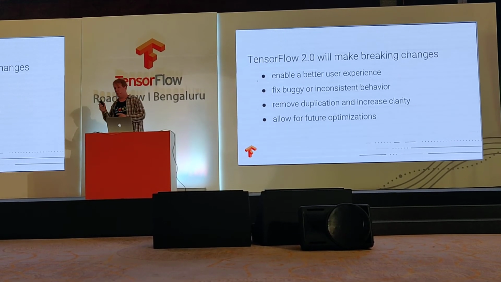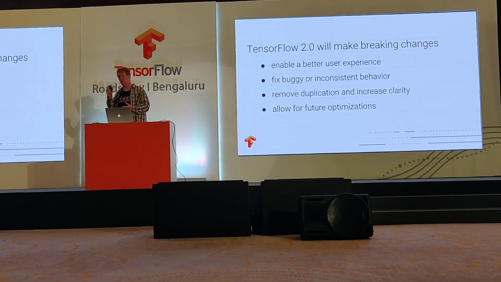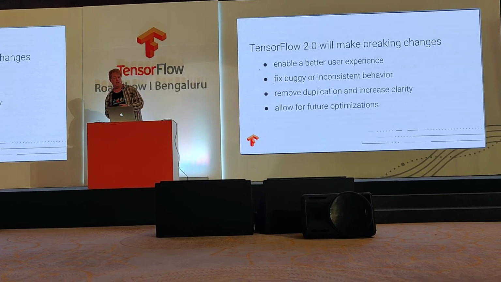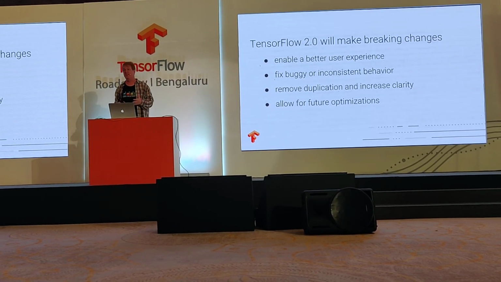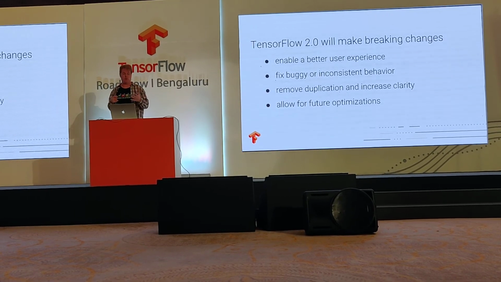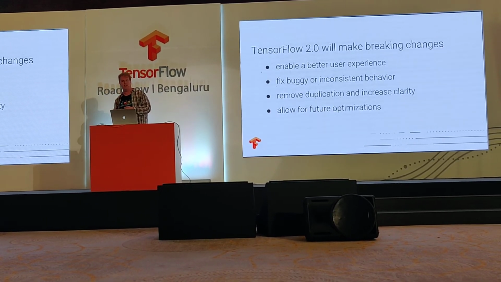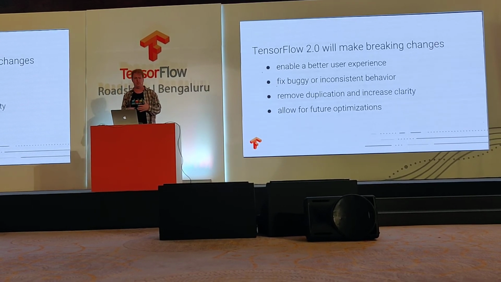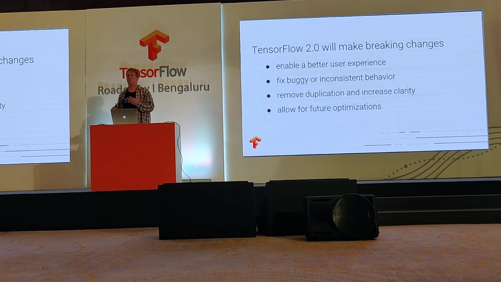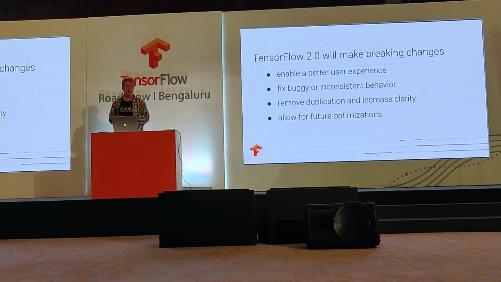That does mean between 1.x and 2.0, there are going to be some breaking changes, but these are all hopefully for good reasons. The main reason we want to make breaking changes is to enable a better user experience. One of these things is Eager, which we just talked about. There are also just some oddities in the TensorFlow API. For example, we have inconsistent function signatures and argument names that are hard to predict if you're just writing code sitting in the command line, and we want to fix that stuff up.